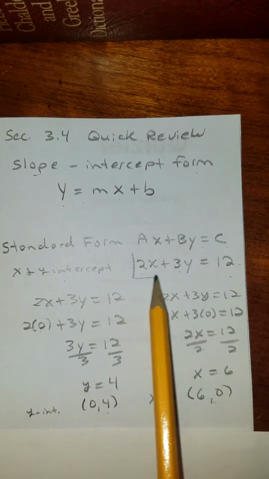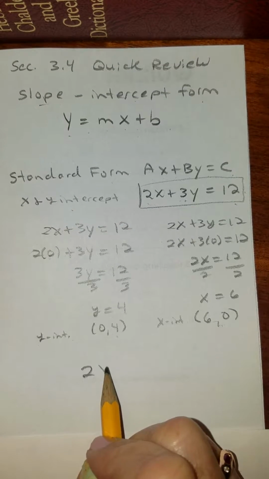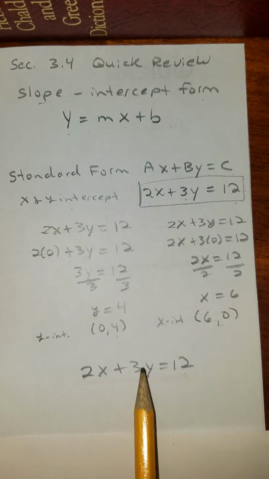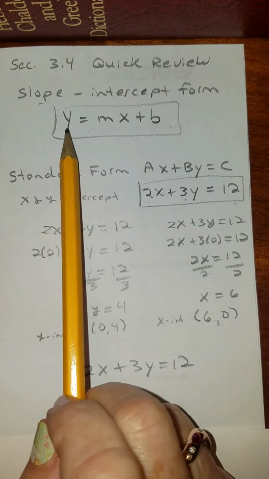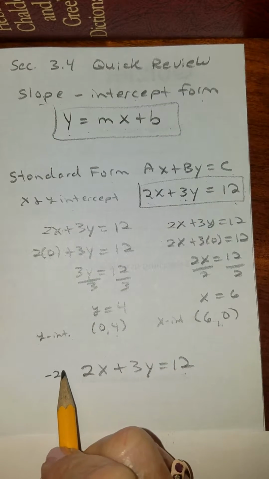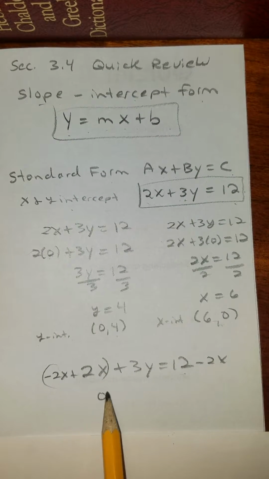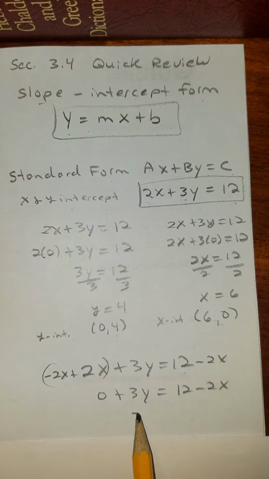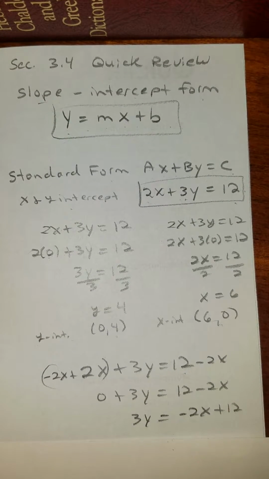But let's take this equation here and watch what happens when I manipulate it: 2x plus 3y equals 12. I want to convert this equation into this form right here, y equals mx plus b. So that means I want to get y by itself. To do that, I'm going to subtract 2x from both sides. This here becomes 0, right? And 0 plus that gives me 3y. And I want to move the 2x in front and the 12. I'm just going to switch the order here.